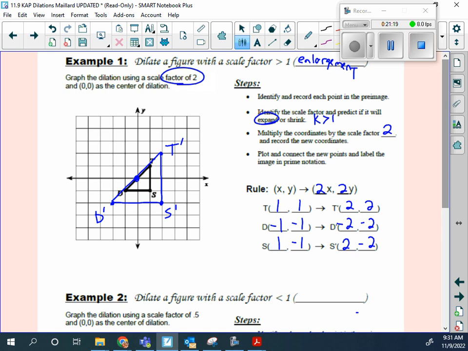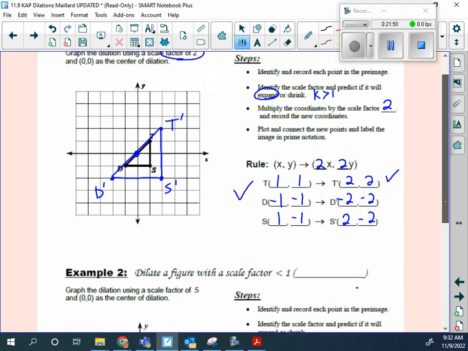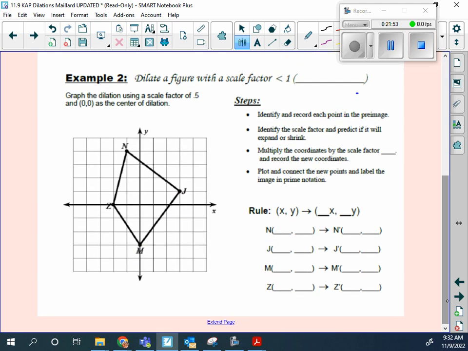Okay? Once you're done, take a look at your image. Is it a similar figure to the original? Yes. If it's not, what happened? You did something wrong. My first thing would be to check these numbers, make sure that you actually labeled them correctly, then check to make sure you multiplied correctly, then check to make sure you plotted correctly, okay? Because if you don't get a similar figure, then something's not right. Okay? All right. Let's try this one.